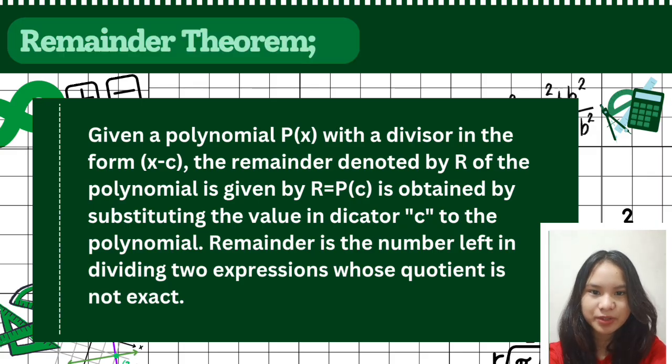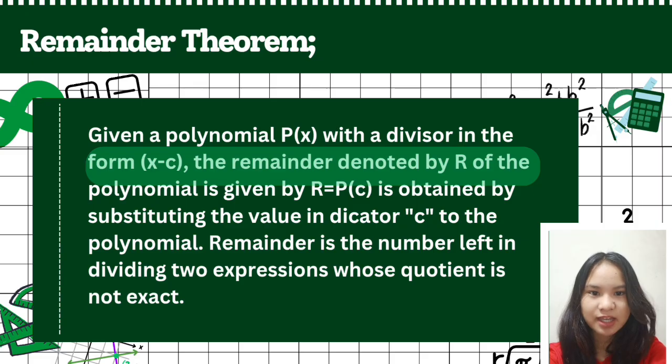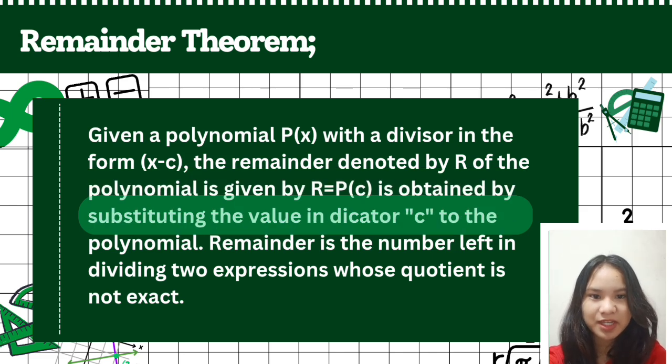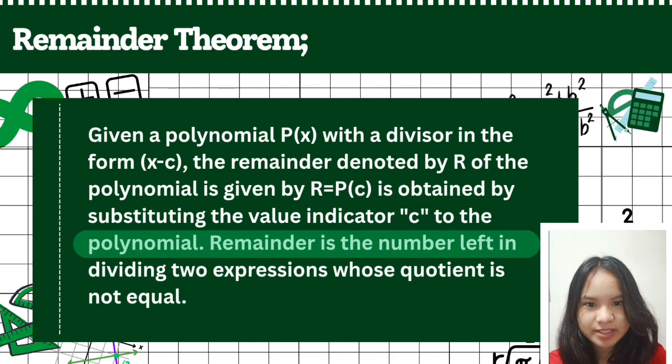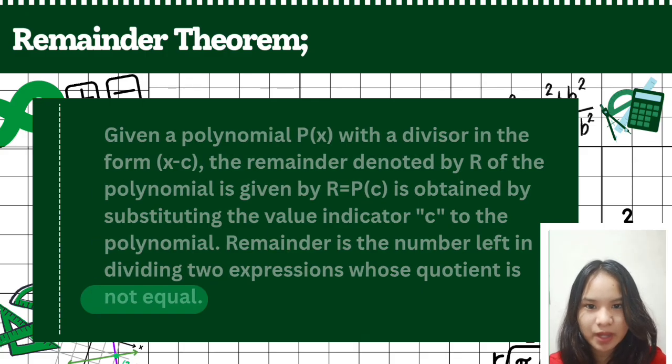So, remainder theorem: given a polynomial p of x with a divisor in the form x minus c, the remainder, denoted by r, of the polynomial is given by r equals p of c, where p of c is obtained by substituting the value indicator c into the polynomial. Remainder is the number left in dividing two expressions whose quotient is not equal.